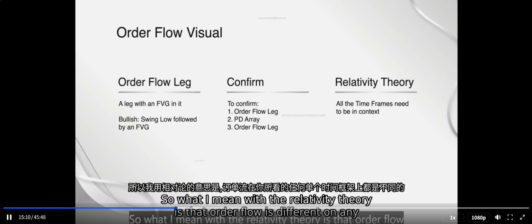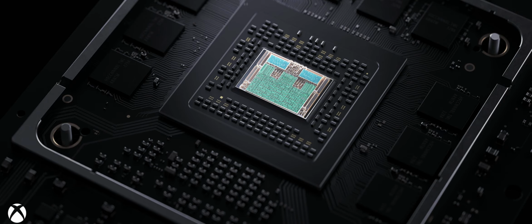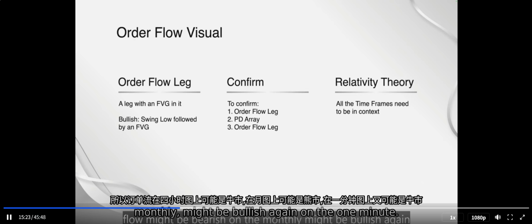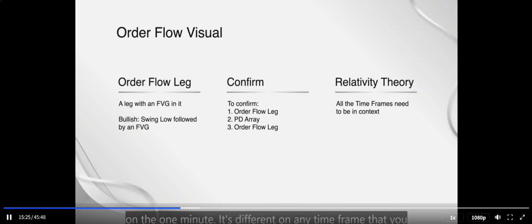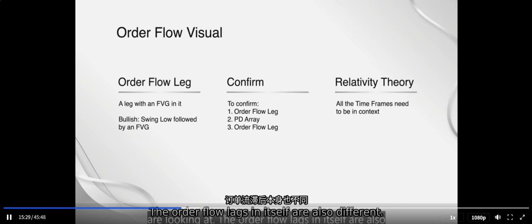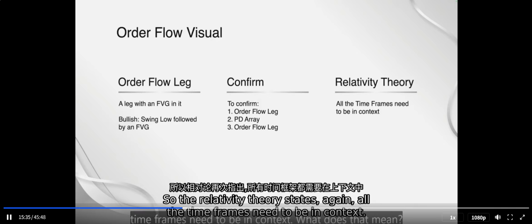So what I mean with the relativity theory is that order flow is different on any single time frame that you are looking at. Order flow might be bullish on the 4 hour, bearish on the monthly, and might be bullish again on the 1 minute. It's different on any time frame that you are looking at. The order flow legs in itself are also different. So the relativity theory states again, all the time frames need to be in context.